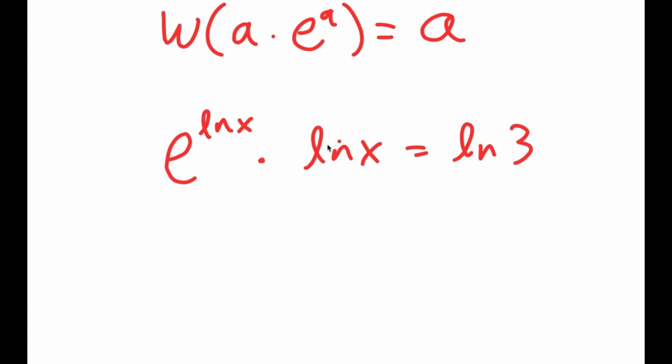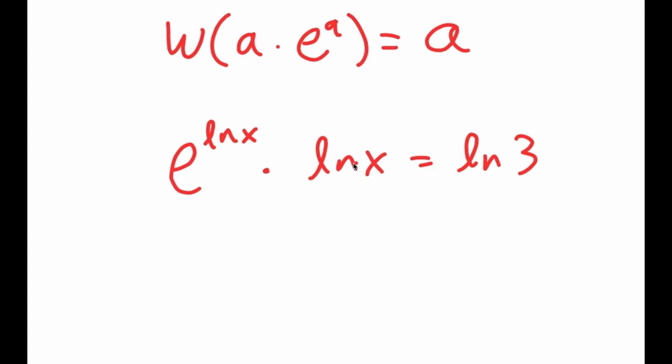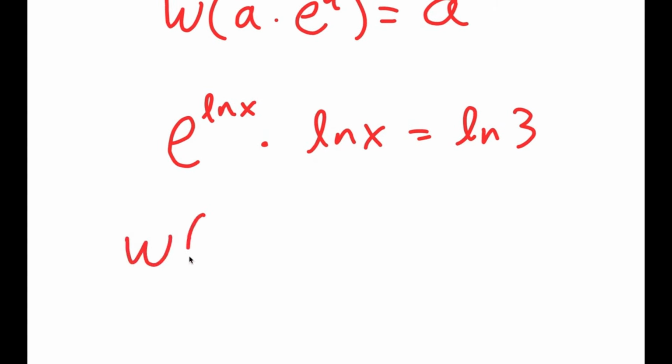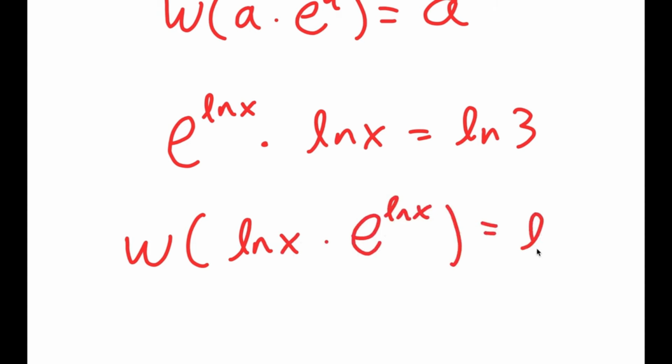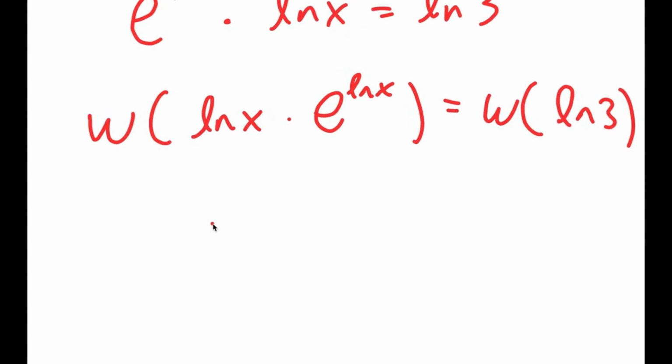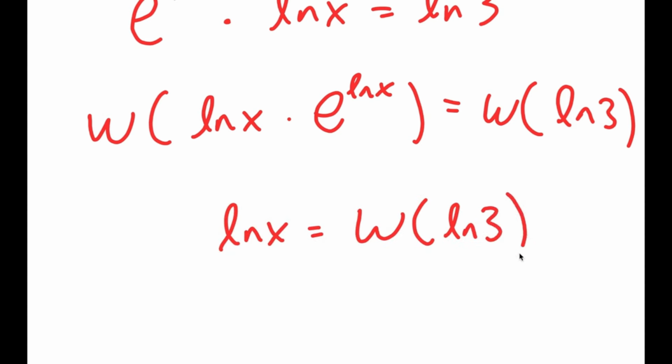So now notice how this is in the form a times e to the power of a, a in this case being ln x, so it's ln x times e to the power of ln x is equal to ln 3. So now if I take the W-Lambert function on both sides, I get W of ln x times e to the power of ln x, which is just equal to a. Sorry, I have to take the W on both sides, so I get W of ln 3, and then I'm left with ln of x is equal to W of ln 3.